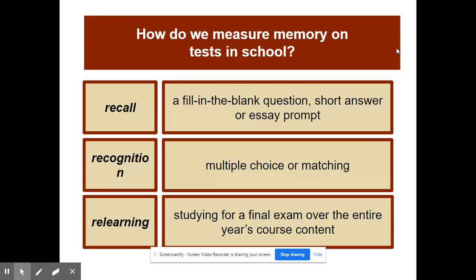Recall uses questions like fill in the blank or short answer or essay prompts. Recognition is a multiple choice or matching test question. And relearning is studying for a final exam over the entire year's course of content. So, what subjects are more likely to involve, for example, recall tests that you take at school? Or which ones use recognition? In most cases, relearning is used in all subjects.